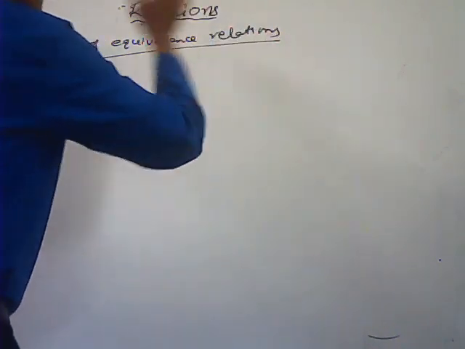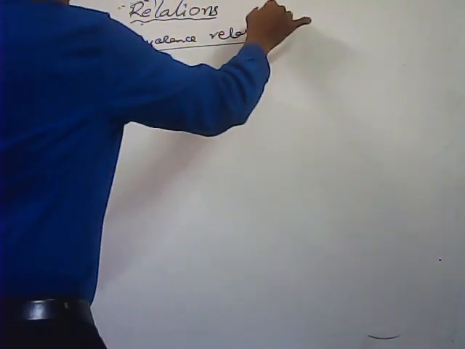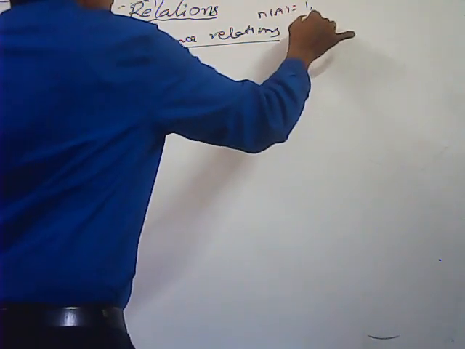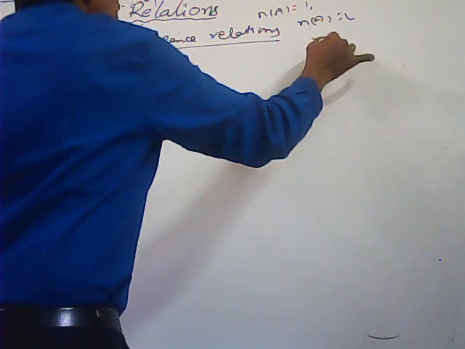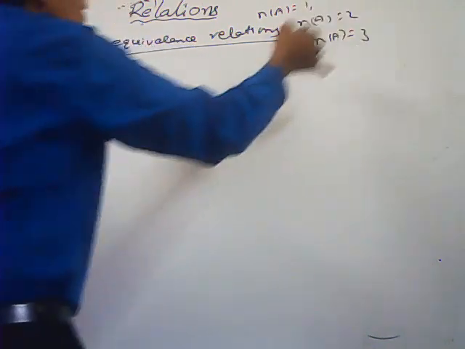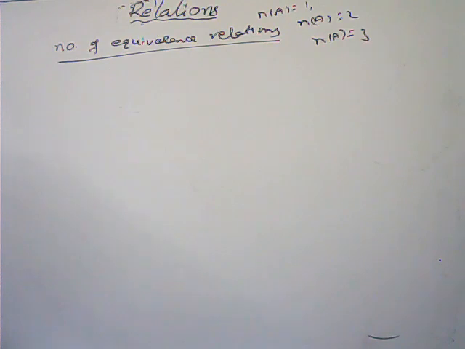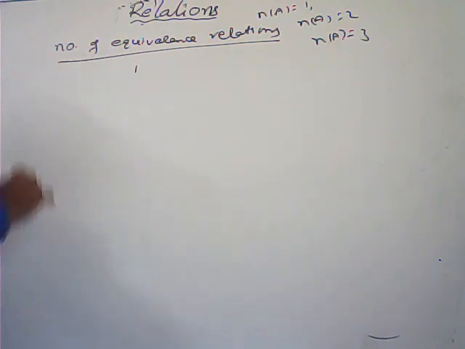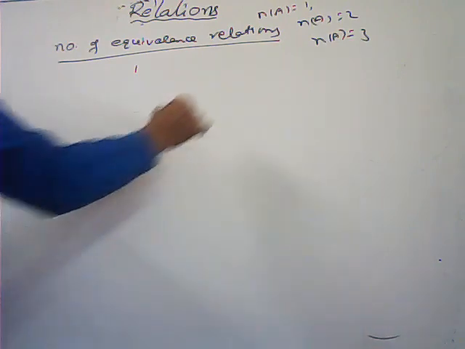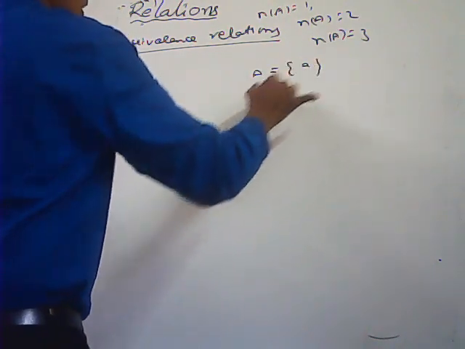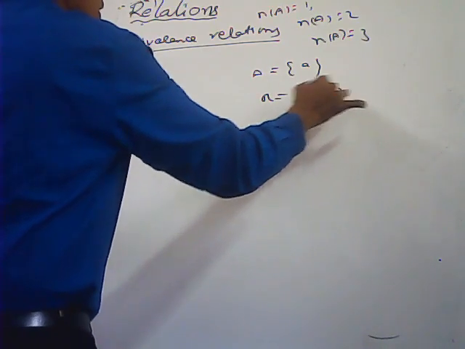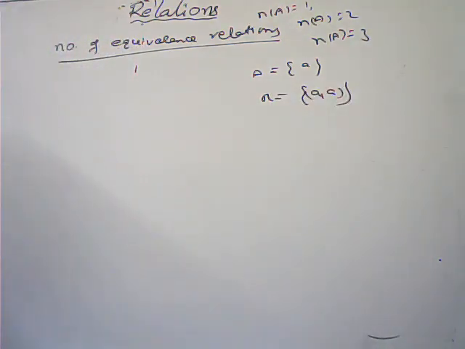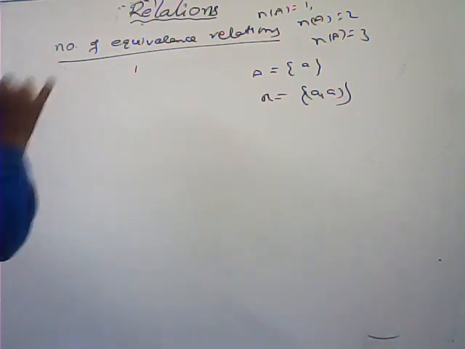Number of equivalence relations, where a set contains n elements. For example, n of A equal to 1, n of A equal to 2, n of A equal to 3. How to write the number of equivalence relations? Now I am going to say the shortcut method only. First you can remember this one. If a set contains only one element, number of equivalence relations is only 1. For example, A is equal to the set of a. So the relation you can write is only one thing, A cross A. You will get only 1. So that is symmetric, antisymmetric, transitive. So that is an equivalence relation. Number of equivalence relations is 1 only.